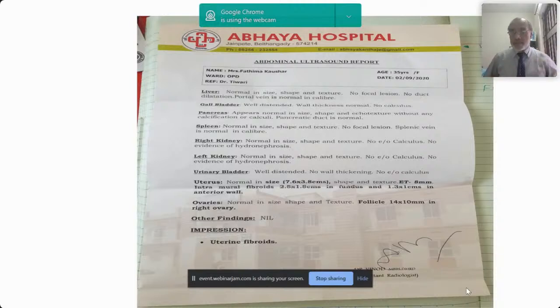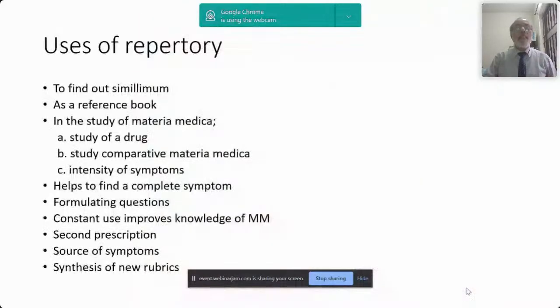This is another advantage of repertory. When the last group of medicines comes, they are very, very similar. And sometimes, after one another, if they have a complementary relationship, they will be required. So don't throw them out of the group. Now, what other use of repertory do you have? To find the simillimum is one. Then as a reference book.